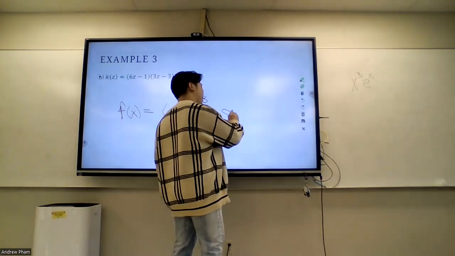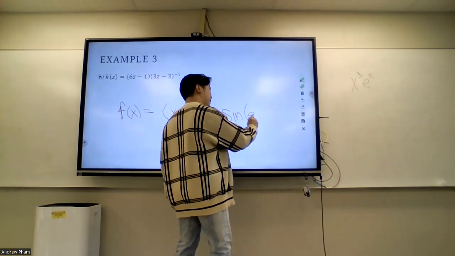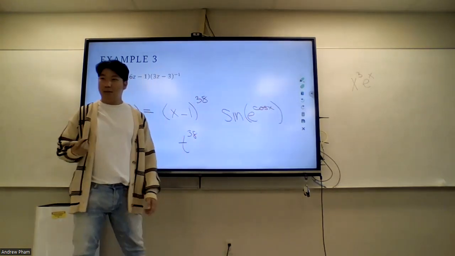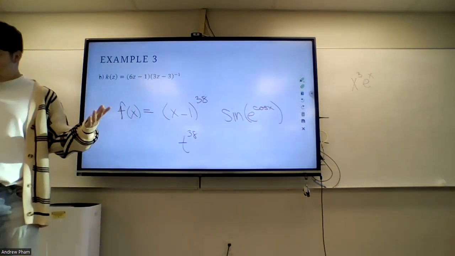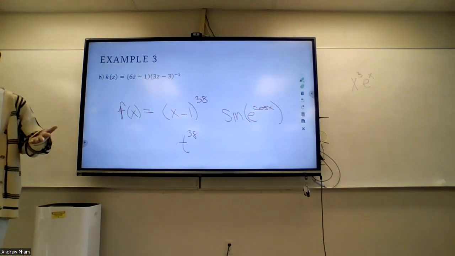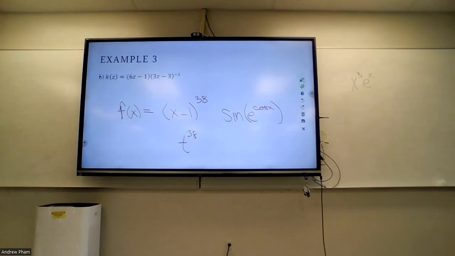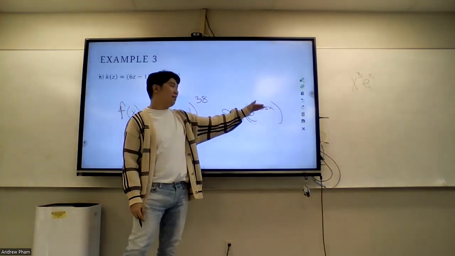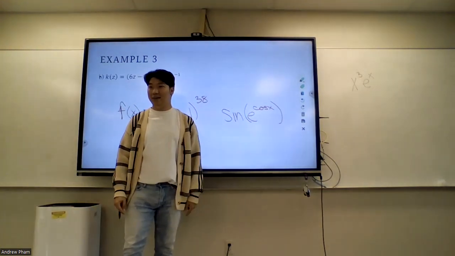Later, we're going to deal with something like that, for example. At this point, it kind of looks like I'm starting to make up some functions, which partially will be true. Some of these functions I will be making. So this is sine of e to the cosine of x power.